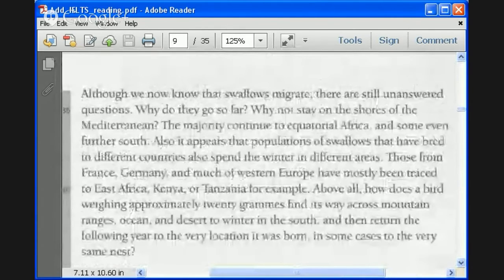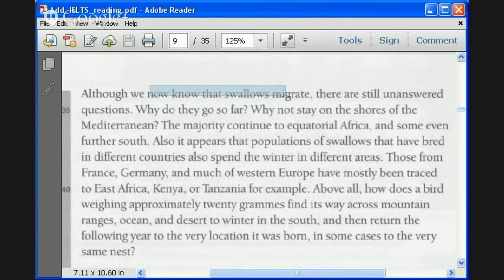All right, anyway, let's continue. Dean. We now know swallows migrate. What is this paragraph talking about, do you think? That's one of it.